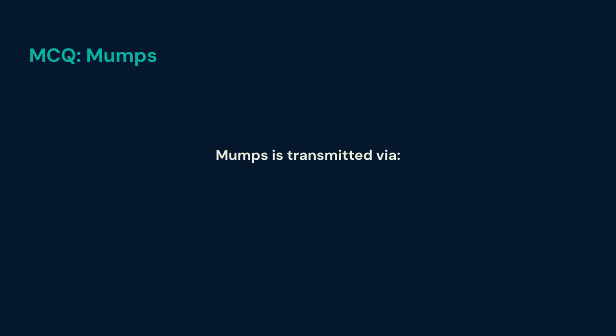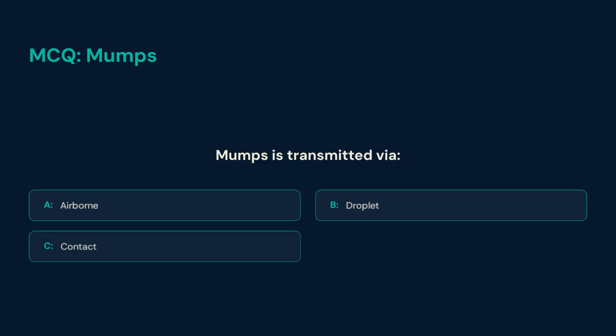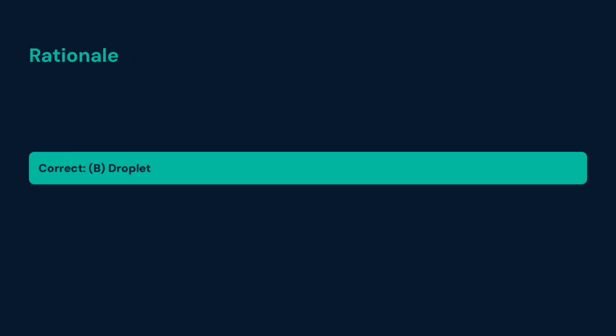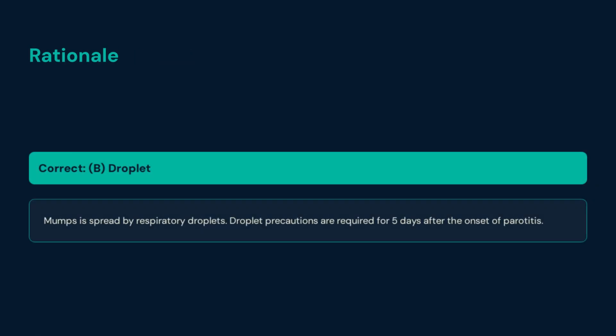Our next MCQ is about mumps. Mumps is transmitted via which route? A. Airborne, B. Contact, C. Droplet, or D. Vector-borne. The correct answer is C. Droplet. Mumps is spread by respiratory droplets from an infected person's coughs or sneezes. Isolation is vital until 5 days after parotitis onset.